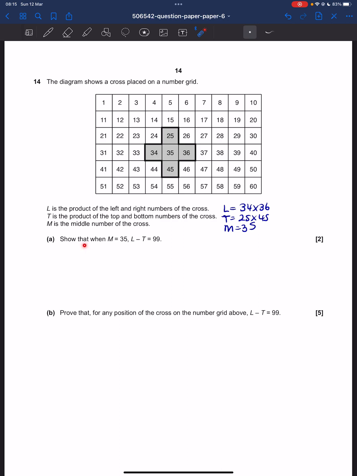Right, so it says show that when M is 35, which is what we've got here, L minus T is 99. Okay, so L minus T, I've already done some of this working out already. 34 times 36 minus 25 times 45. Calculator.